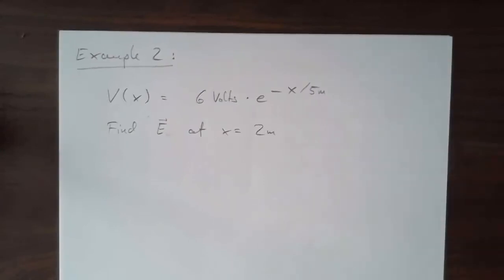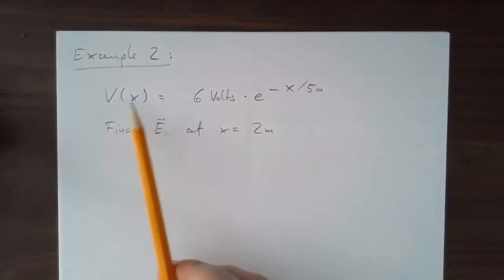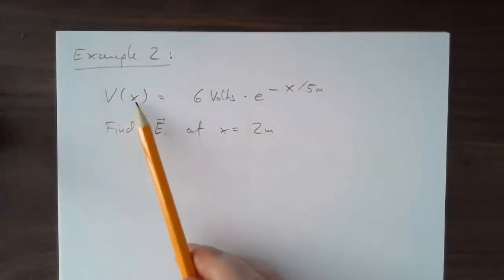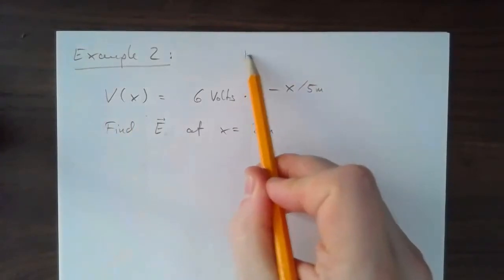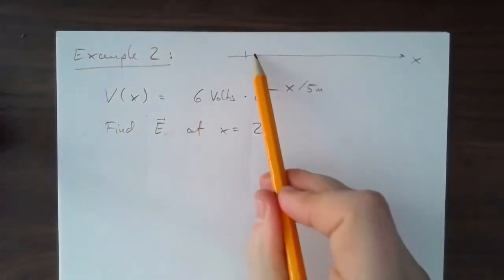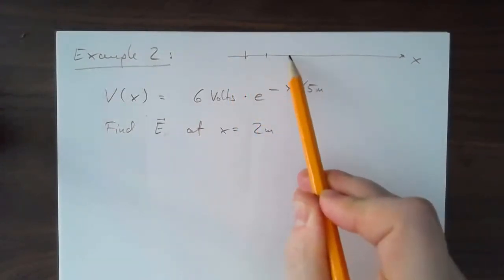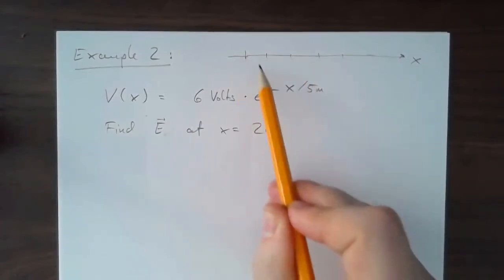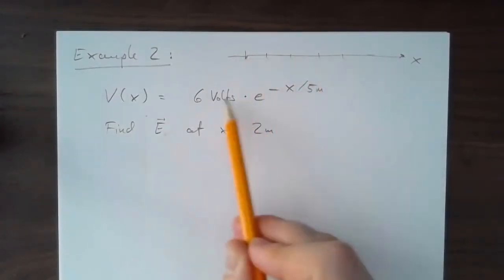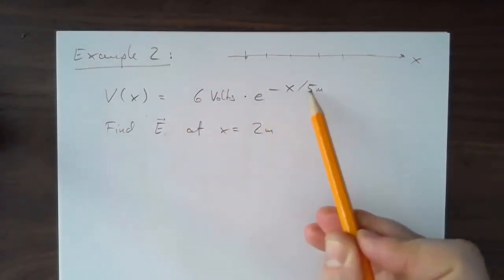Here's my second example. This time we're going to go the other way. I imagine there's a voltage that's given to me, and it says the voltage at a position x. So imagine I put my x-axis. It could be negative 2. As I go along here, maybe there's 0 here, then 1, 2, 3, 4, and so on. The voltage here and here and here and here is given by this function: 6 volts times e to the minus x over 5.